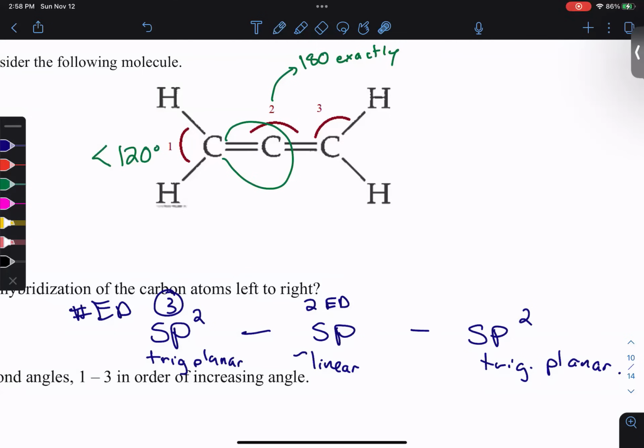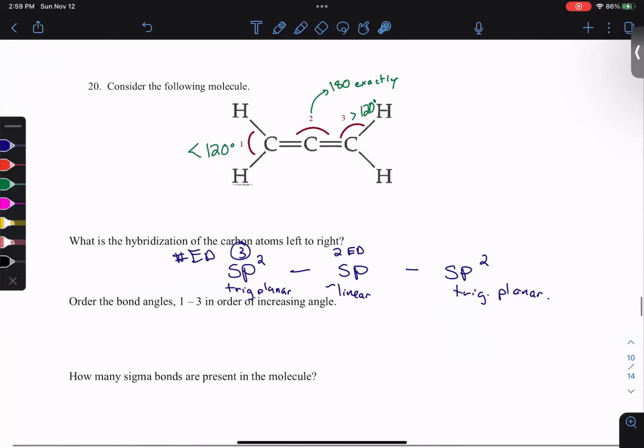And then that means bond number 3 will be slightly more than 120. And see, again, I'm being very deliberate about showing which bond angle. It's not just any carbon-hydrogen-carbon, or any bond around that carbon atom. We're very specific about which one. And so if we ordered this, 2 is obviously going to be the greatest because it's linear, but then it's going to be bond angle 3, and then bond angle 1.